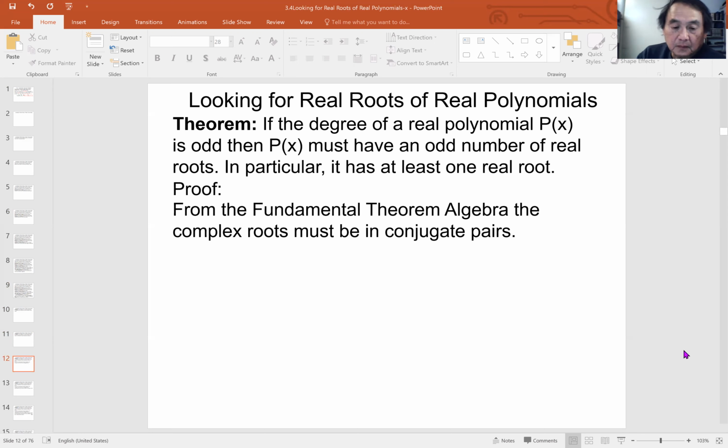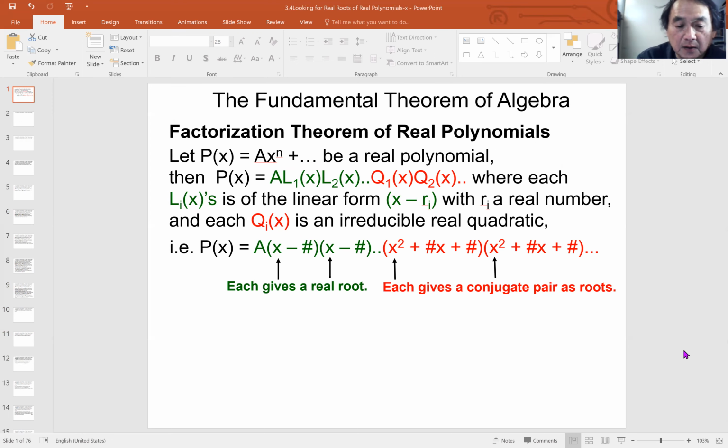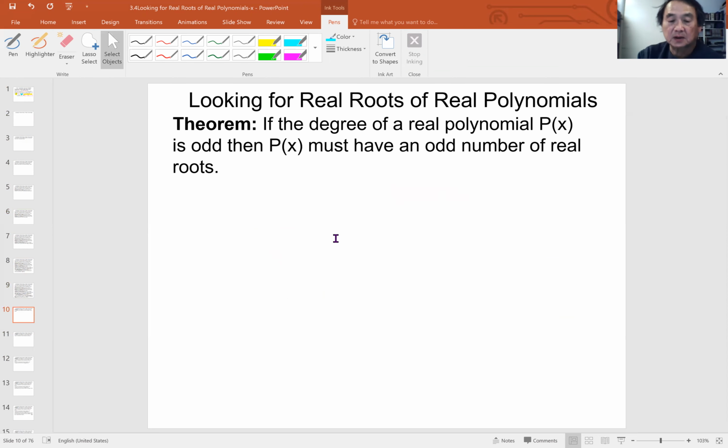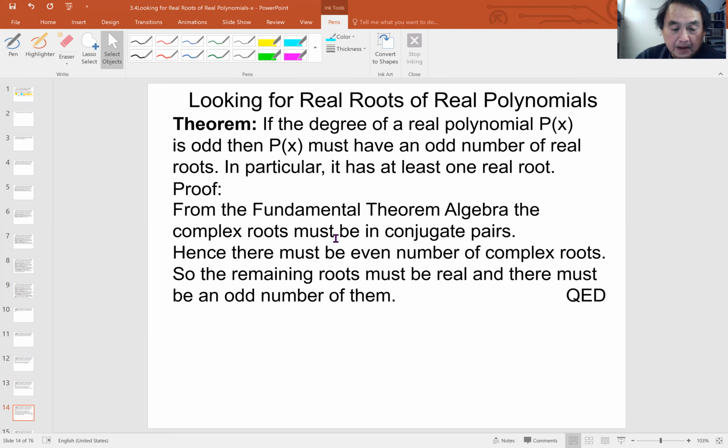From the fundamental theorem of algebra, the way it breaks down, these parts of the roots are all even power. So if the degree of the polynomial is odd, there must exist at least one of the linear type, which means there must be at least one root. We start out with this observation: if a polynomial has odd degree, it must have at least one real root.